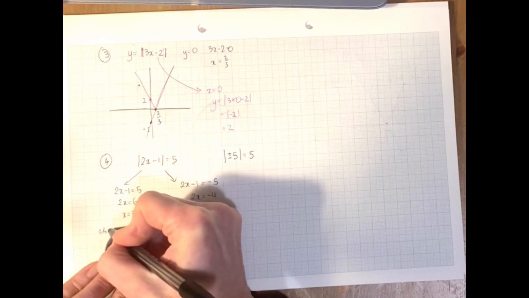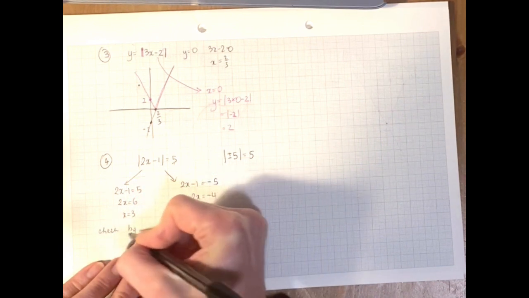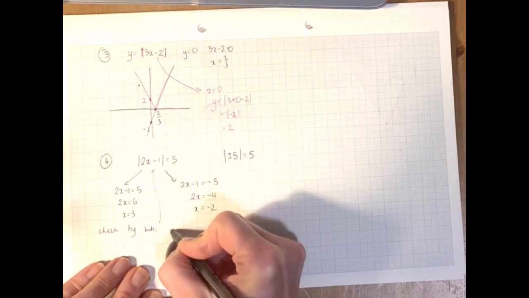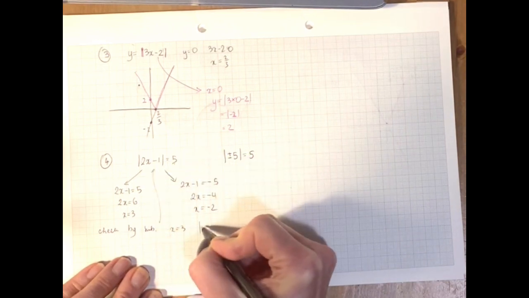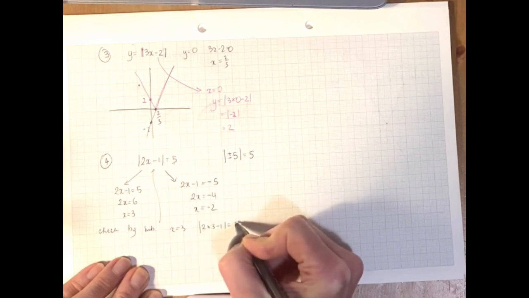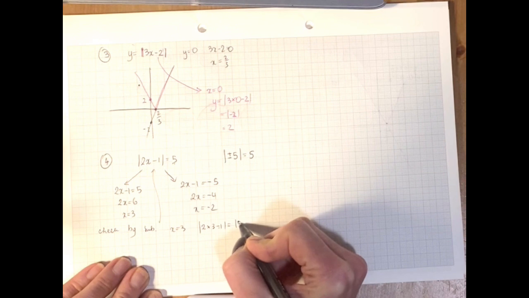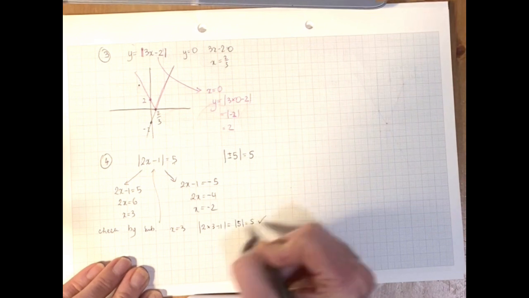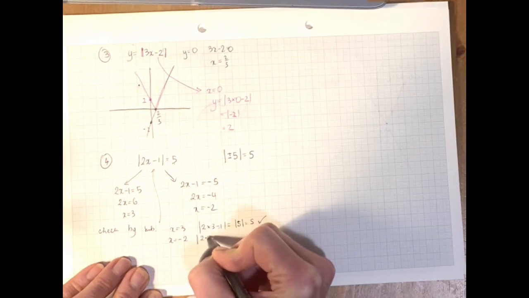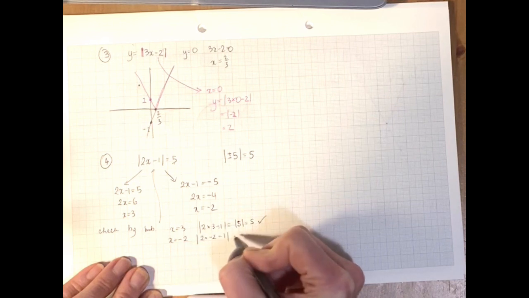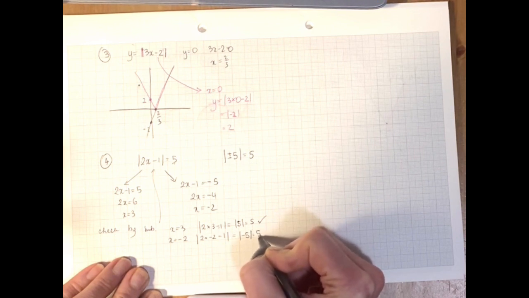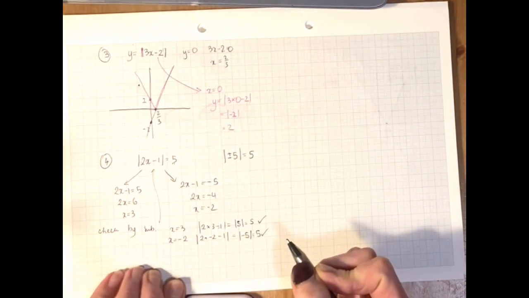Always check by substituting the values into the original equations. So if x is equal to 3, modulus of 2 times 3 minus 1, that gives me modulus of 6 minus 1, 5, which is 5, so that works. And when x is equal to minus 2, 2 times minus 2 minus 1, that gives you the modulus of minus 5, and that's 5, so that works also.